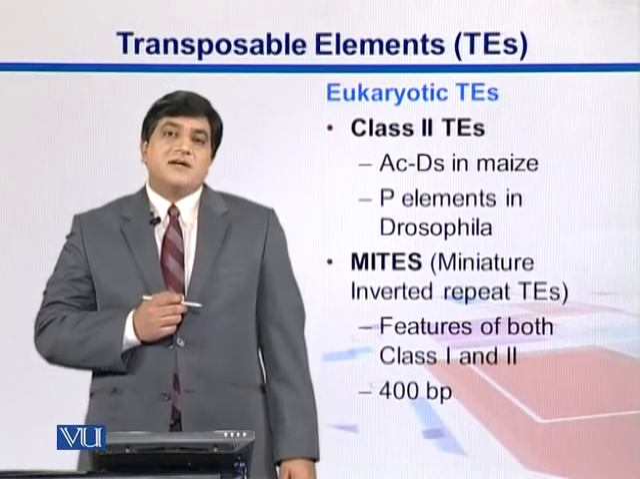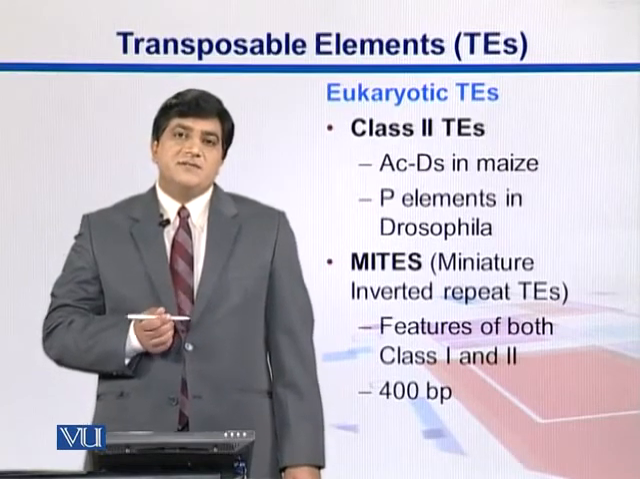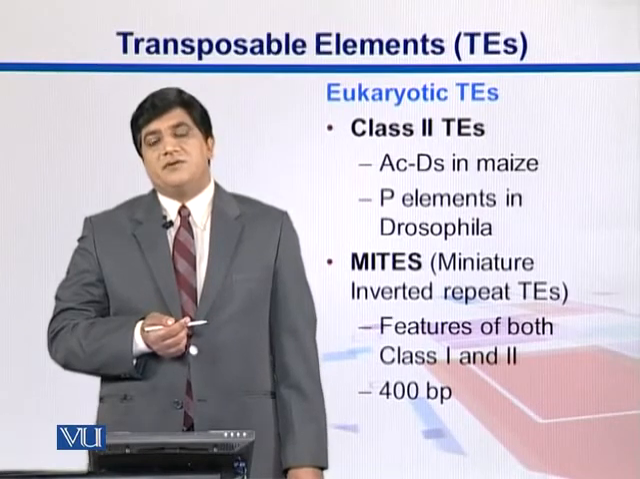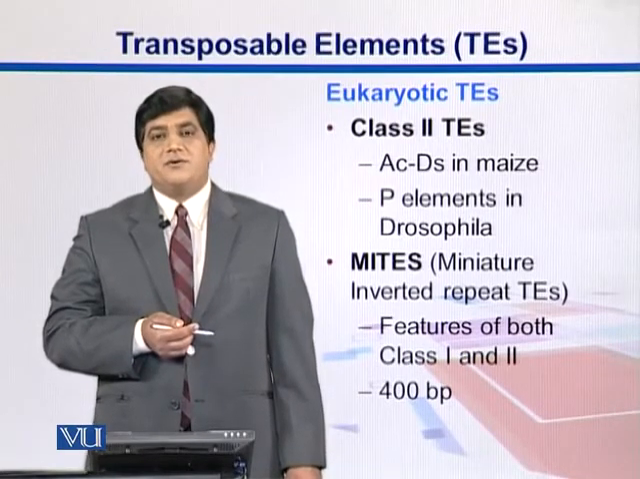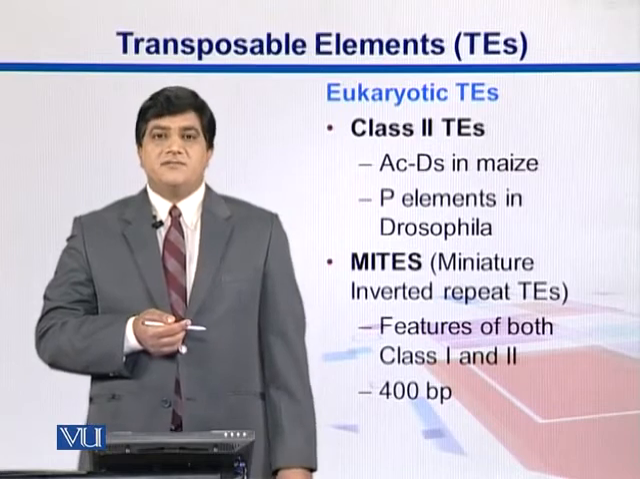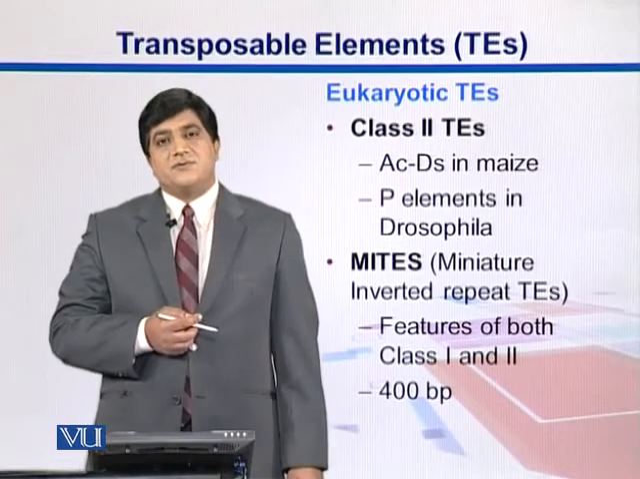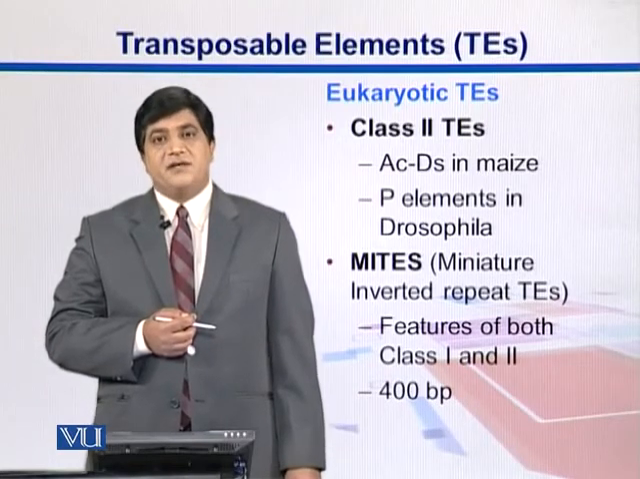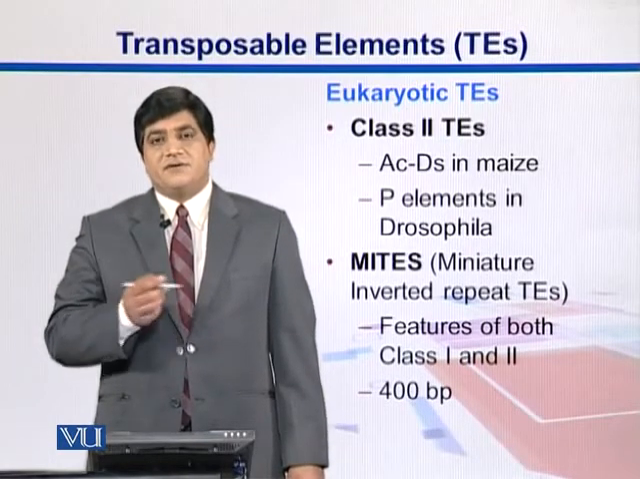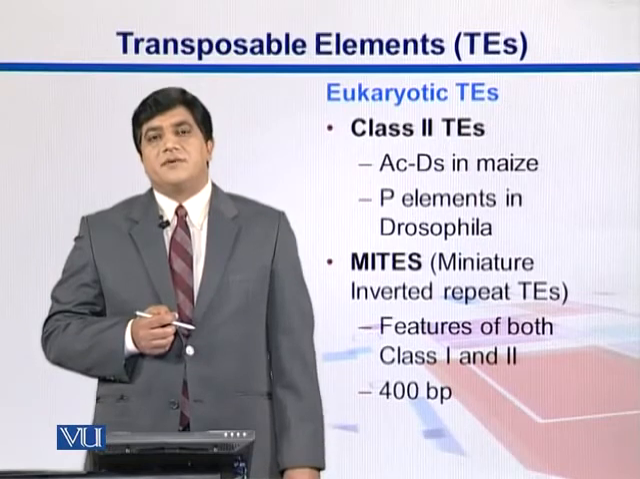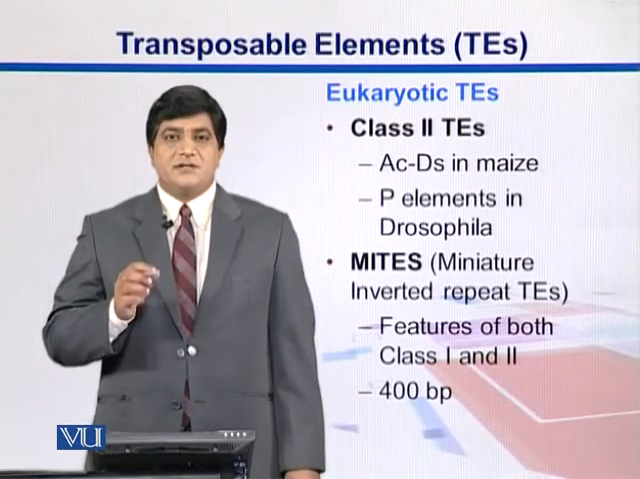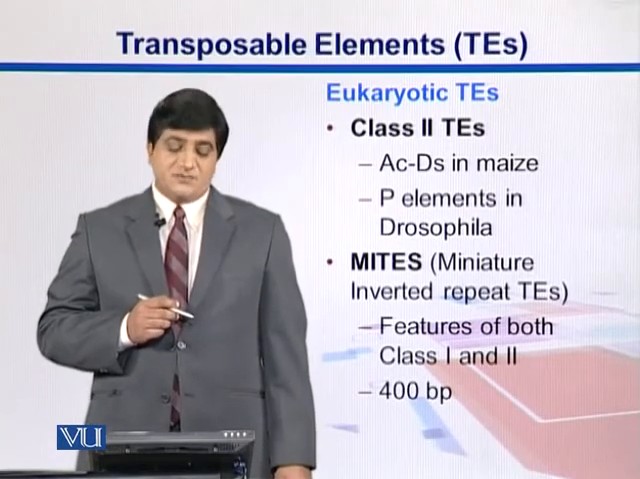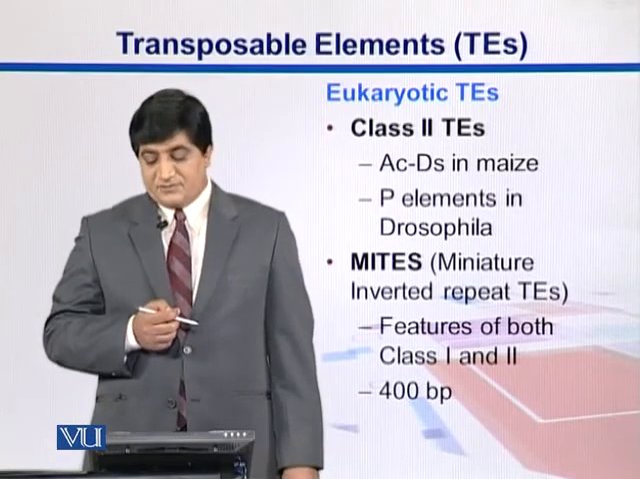The examples of class 2 transposons are Ac/Ds, which were studied in maize. Actually, the work of Barbara McClintock led to the discovery of these transposons, in which you can see the role of Ac/Ds elements in maize. They give different characteristics and traits to the kernels in the maize. The other example is P elements in Drosophila. You can look into the literature for them.